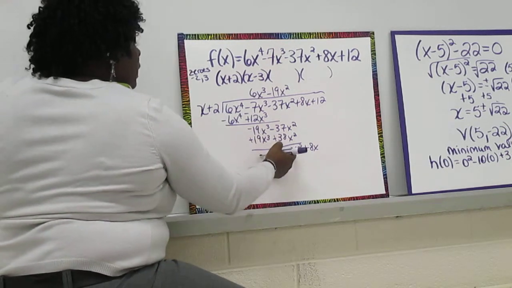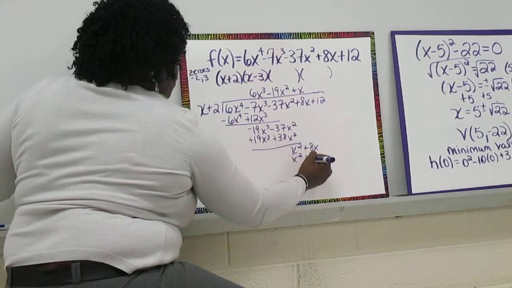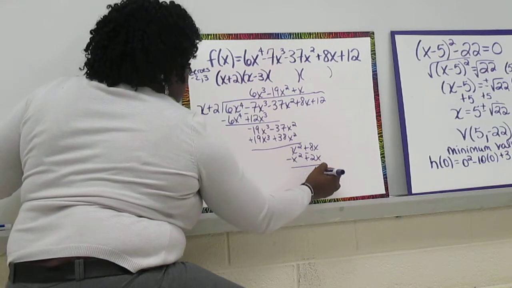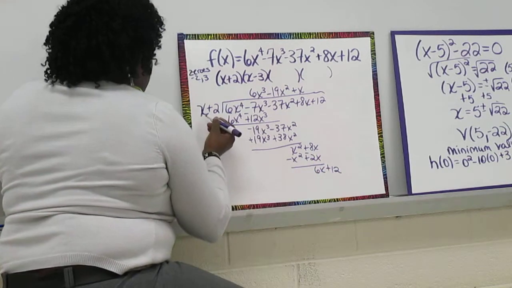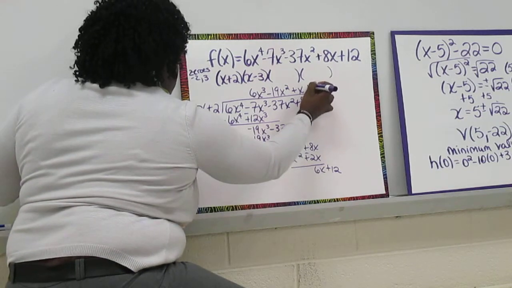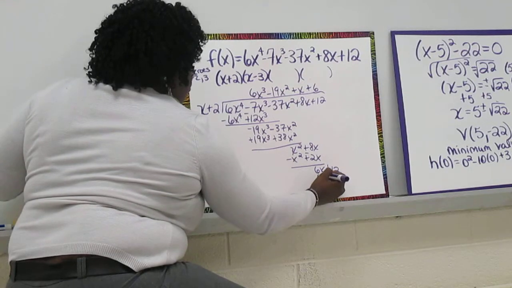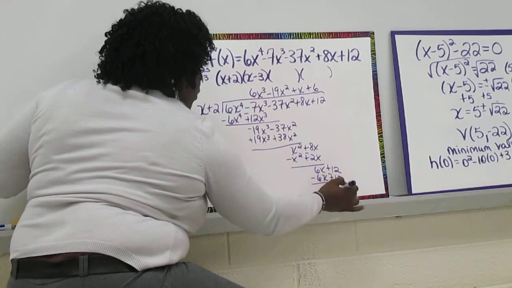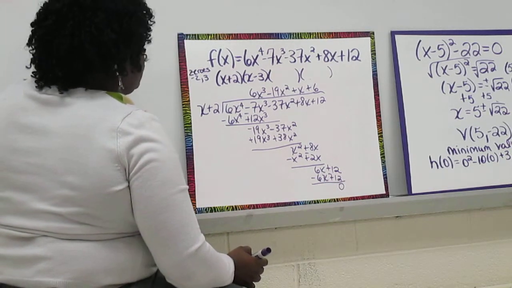X into x squared, of course, is just x. And you get x squared plus 2x. Don't forget to change your signs. And that gives you 6x plus 12. X into 6x is 6. 6 times x plus 2 is 6x plus 12. We did it correctly because we ended up with 0. Okay.